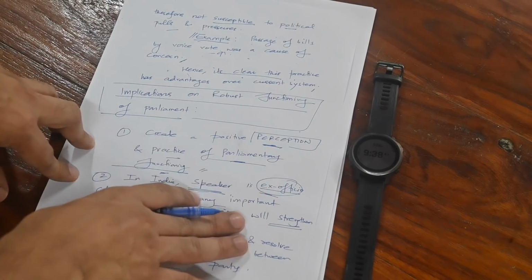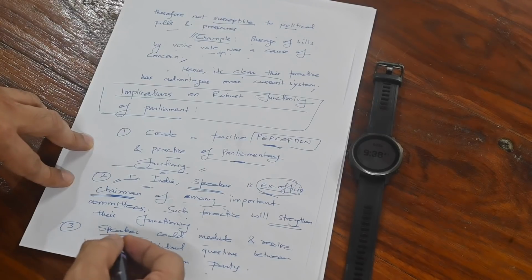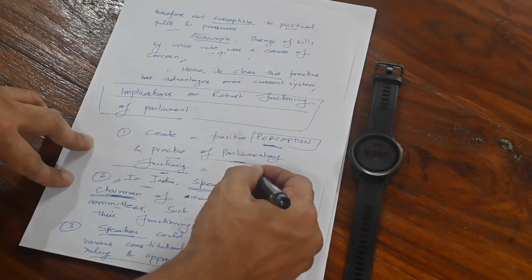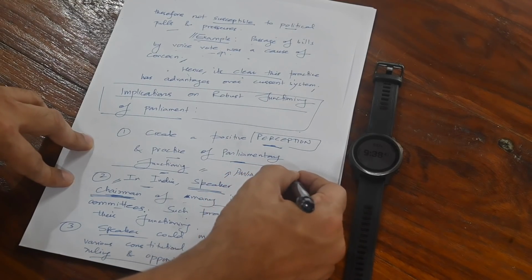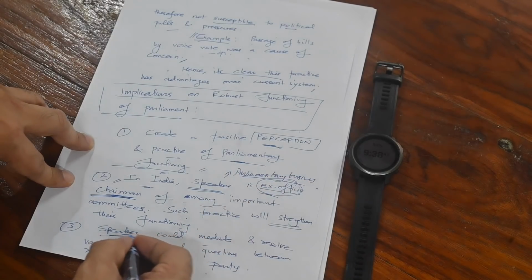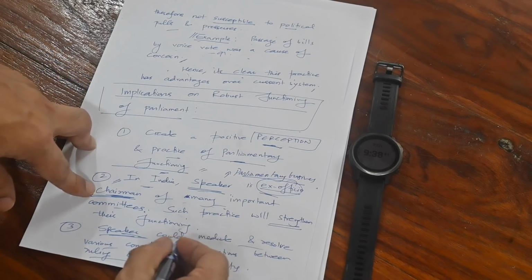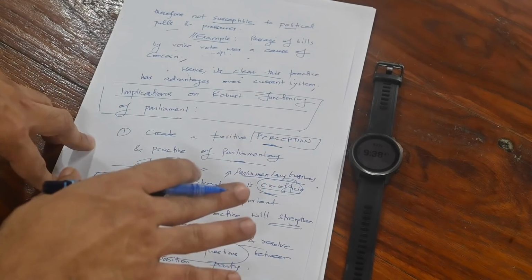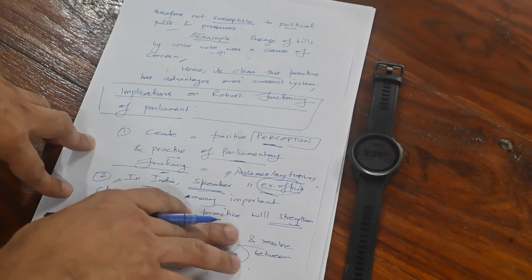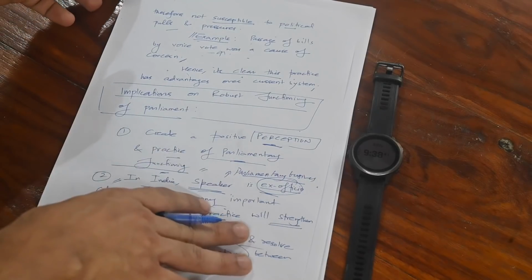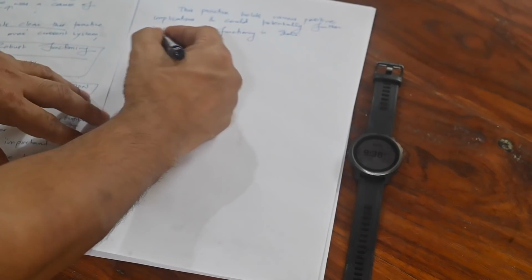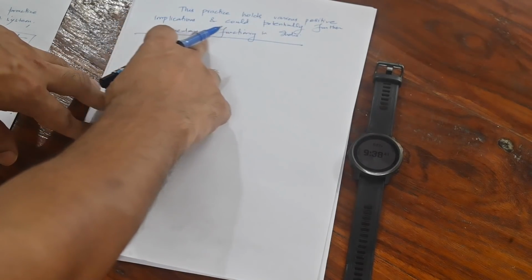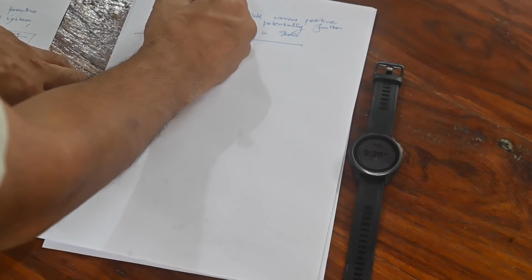That is one point that can be thought of, and this is an important point because it is directly related to parliamentary business in India. Then the third point is that the speaker could mediate and resolve various constitutional questions between the ruling and opposition party, because that is the job of the speaker, to resolve various points about rules, procedures, and constitutional questions of the parliament. And finally, my simple conclusion is this practice holds various positive implications and could potentially further parliamentary functioning in India.